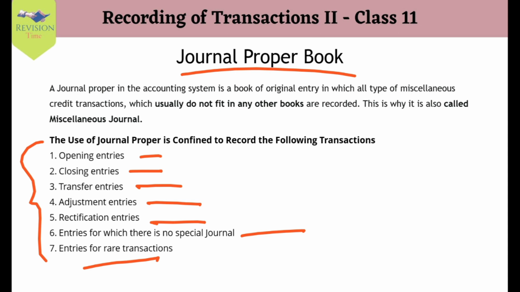Entries like purchase of assets on credit, like machinery and furniture. Where do you record them? We don't record them in our purchase book or sales book. We can record them in our Journal Proper Book. We can also record outstanding expenses, prepaid expenses, debtors, and provisions for bad debts. All such accounts which are not a perfect fit in the subsidiary books and cash books are recorded in the Journal Proper Book.